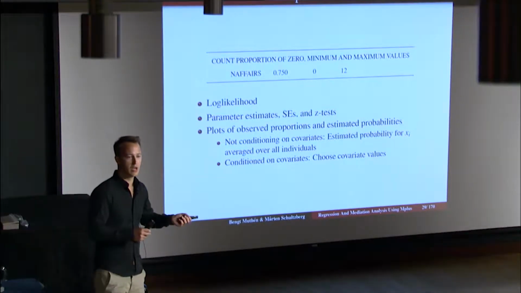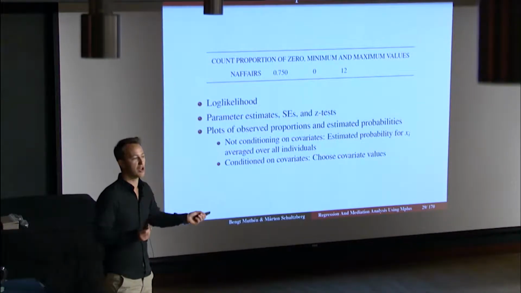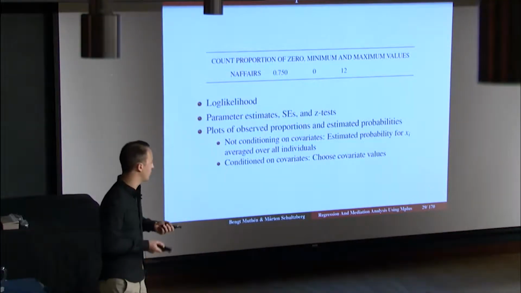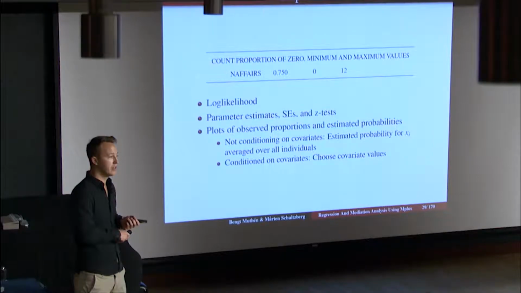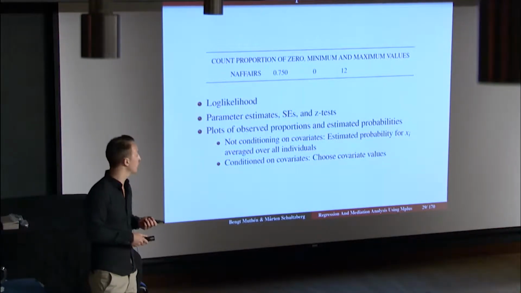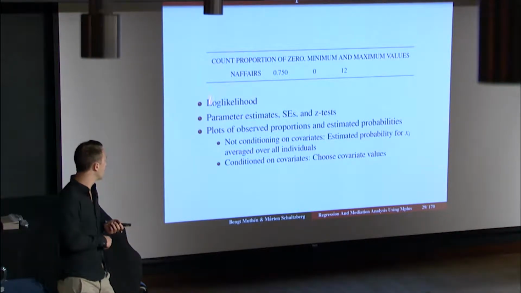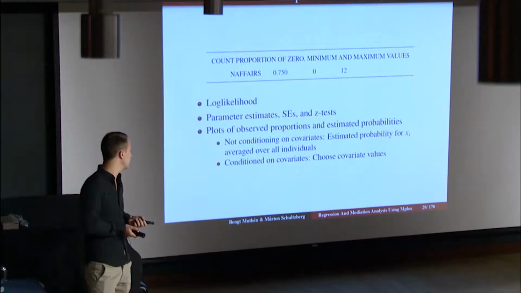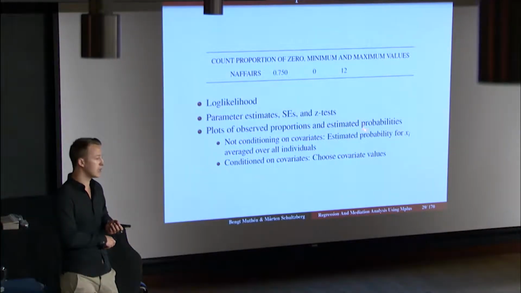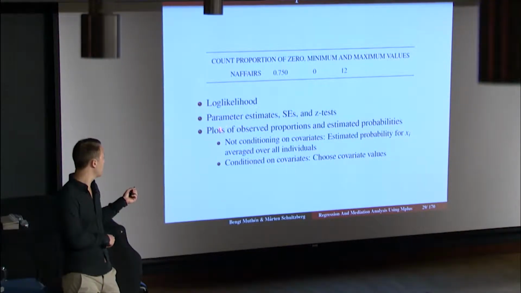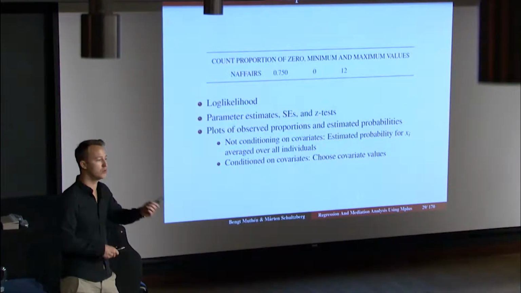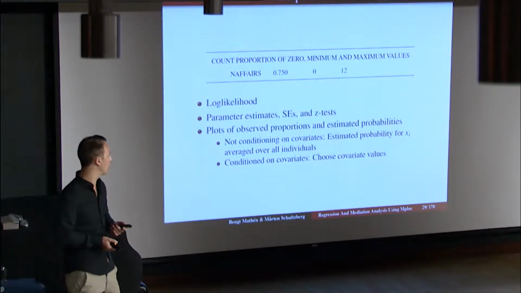So this kind of gives you an idea if this is reasonable to model as a count model. If you only have from 0 to 3, then it might be good with an ordinal model. And if you have 200 here, then it might be better to use a continuous model. In addition to this, of course, you get the log likelihood, parameter estimates, standard errors, the Z scores, and the p-values. You can also get plots of observed proportion and estimated probabilities, and that's exactly what we saw. You can get them in 2 ways. Not conditioning on any covariates, so that's just averaging over all individuals. We could also condition on covariates, so then you could choose for what values of different covariates you want to see this plot.